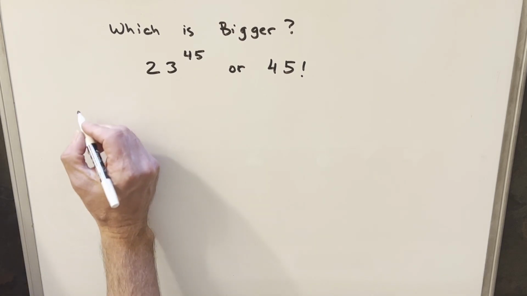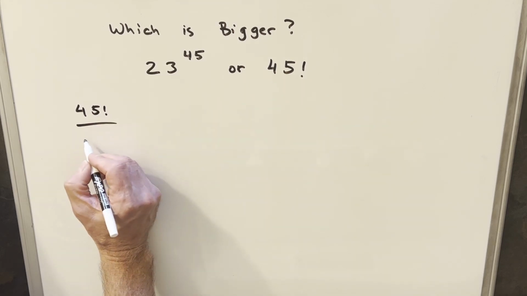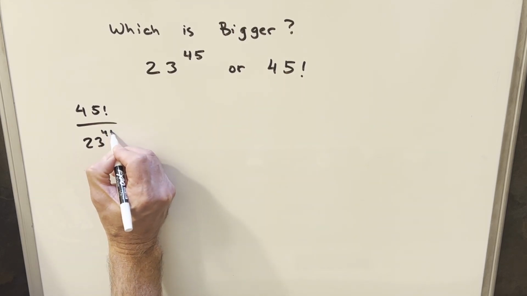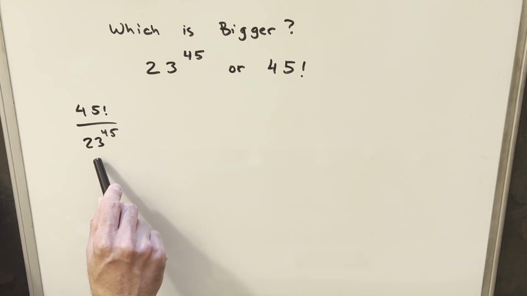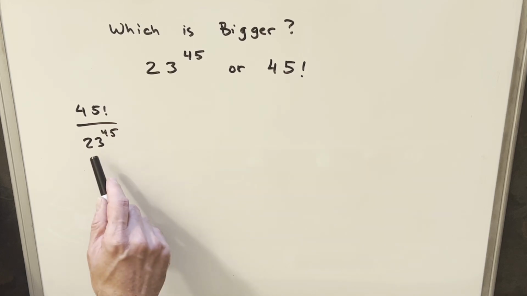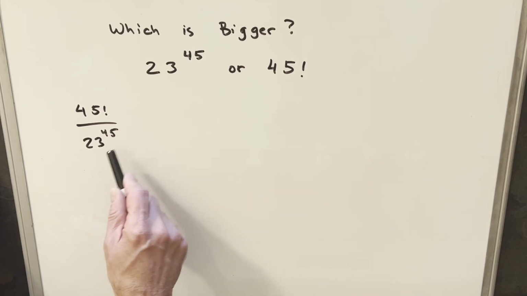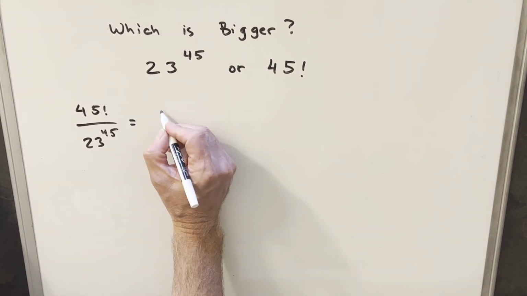And the way I want to set this up is I'm just going to write this as a fraction. We'll write this as 45 factorial over 23 to the 45. And this will be like a test, because if this fraction is greater than 1, that's going to mean that 45 factorial is bigger. And if this fraction is less than 1, it's going to mean that 23 to the 45 is bigger.